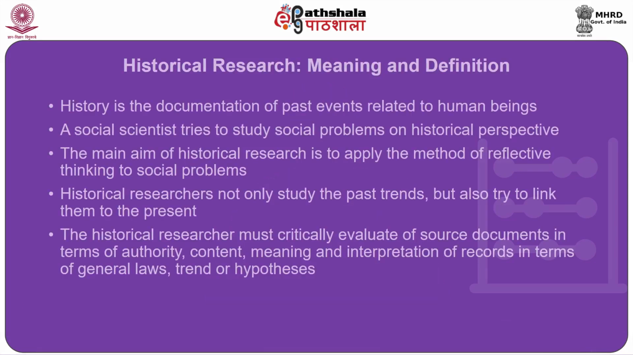A social scientist gets insight into the past through history and tries to study social problems from a historical perspective. The main aim of historical research is to apply the method of reflective thinking to social problems still unsolved, by means of discovery of past trends of an event, fact and attitude. Historical researchers not only study the past trends, but also try to link them to the present and to make efforts to foretell the future.